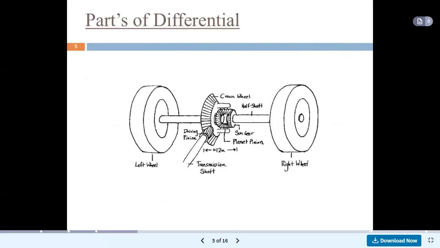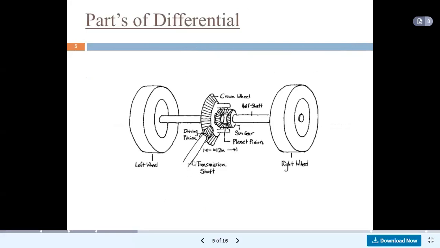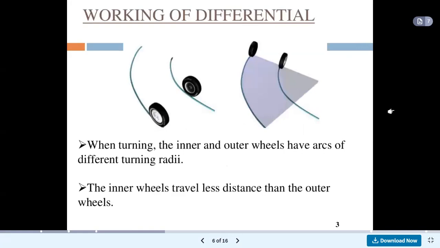If we see the parts of the differential, this is the left side wheel and the right side wheel is shown in this diagram. This is the transmission shaft. This transmission shaft is also called the propeller shaft. At the end of the propeller shaft, the pinion is located, that is also called the driving pinion, because this pinion drives the other gears which are attached with this. This is called the crown wheel. Then the planet gear or planet pinion is available. This is the sun gear. Okay, so these are the parts of the differential.